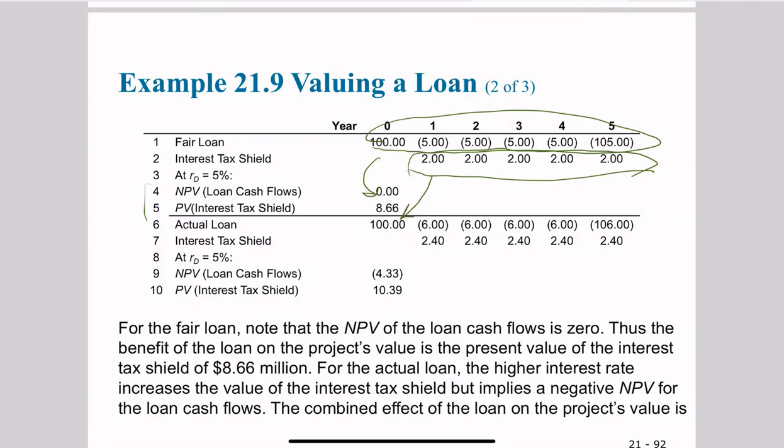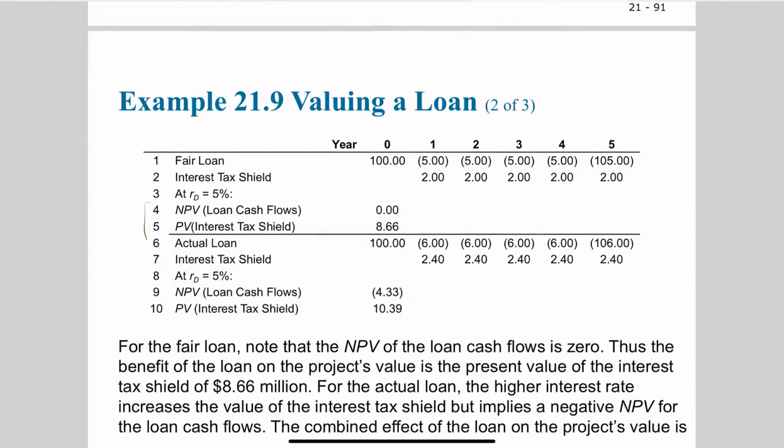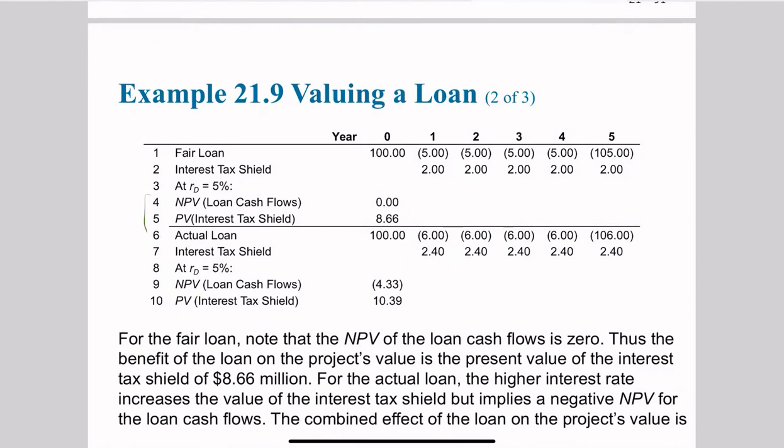So you can see that now the interest tax shield would be 8.66. And if you compare these two cases, right? So this is the case of no underpricing in debt. And here, the second case, there is underpricing. And you can see that if there is no underpricing, then the NPV of the debt is zero.